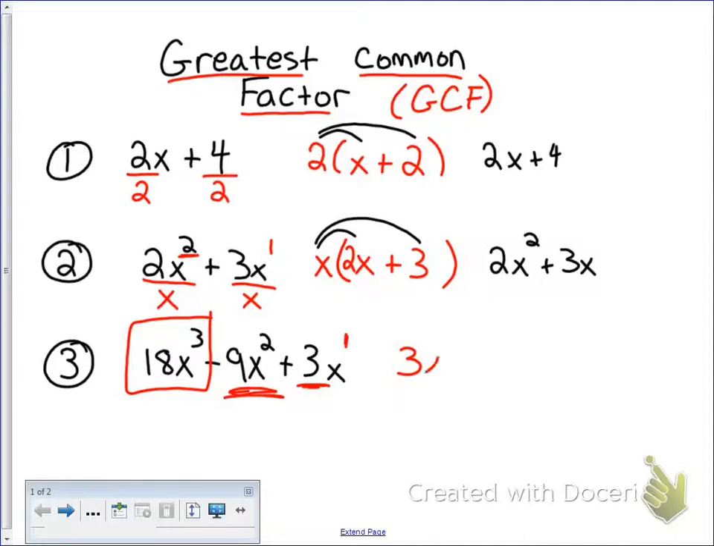So I can take out 3x, and I'm left with, so we're going to divide this by 3x, divide this by 3x, and this by 3x. 18 divided by 3 is 6. x cubed divided by x is x squared. Negative 9 divided by 3 is negative 3. x squared divided by x is x. 3x divided by 3x, that's 1.